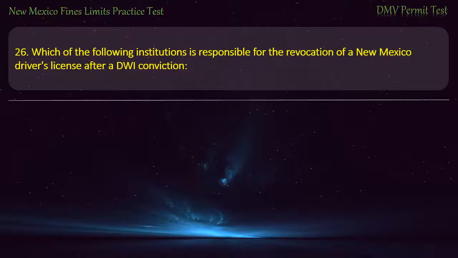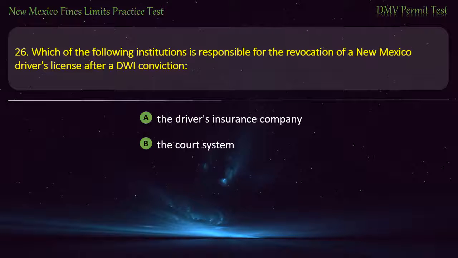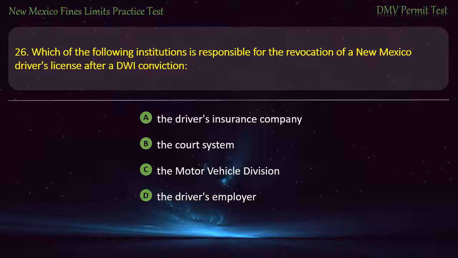Question 26. Which of the following institutions is responsible for the revocation of a New Mexico driver's license after a DWI conviction? The driver's insurance company. The court system. The motor vehicle division. The driver's employer. Answer. The motor vehicle division.